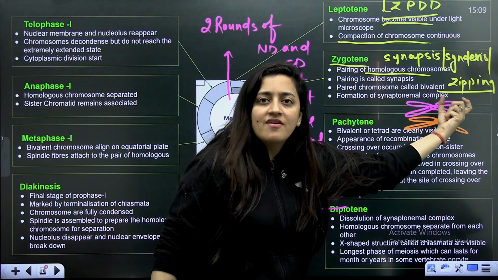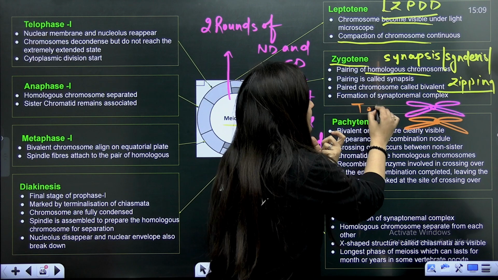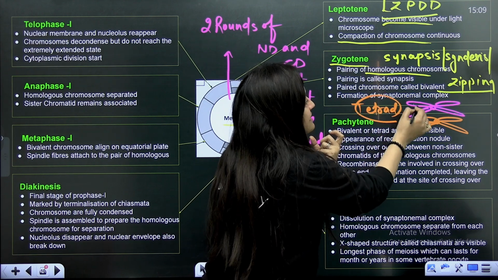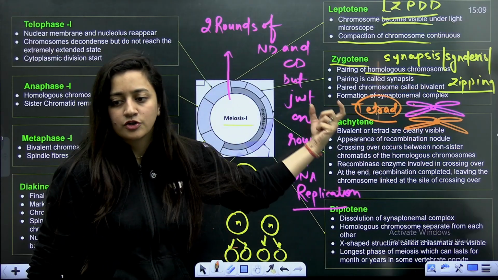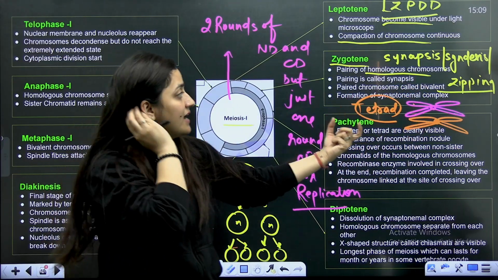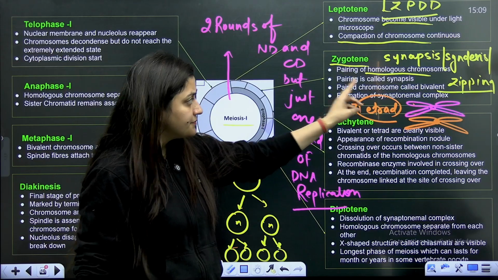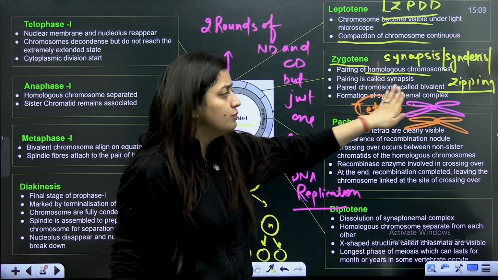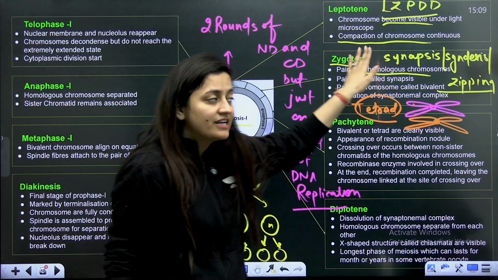So here the bivalent will form. We also call it a tetrad. Why is it so? Because there are 4 sister chromatids that will appear here. So bivalent and tetrad are the same. So here it is the synapsis. So paired chromosome is bivalent. Synaptonemal complex will form in zygotene.